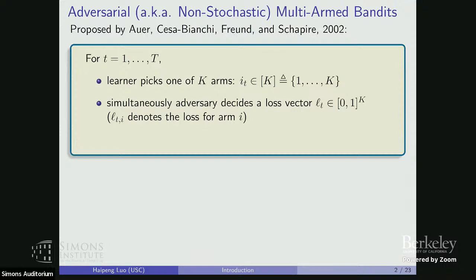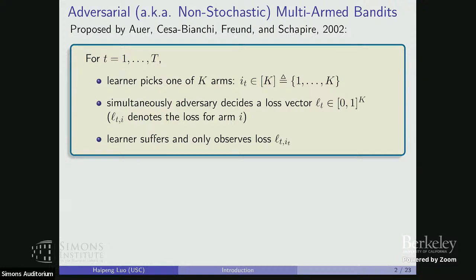It doesn't have to be drawn from some distribution. It can depend on the algorithm, can depend on the learner's previous behavior, and also can even depend on the distribution for this round of I_t. It cannot depend on I_t because otherwise it's just too difficult for the learner. Otherwise it can depend on all the things in the past. So that's the key difference compared to stochastic MAB. And finally, as always, the learner suffers and observes only the loss of the arm that is selected.